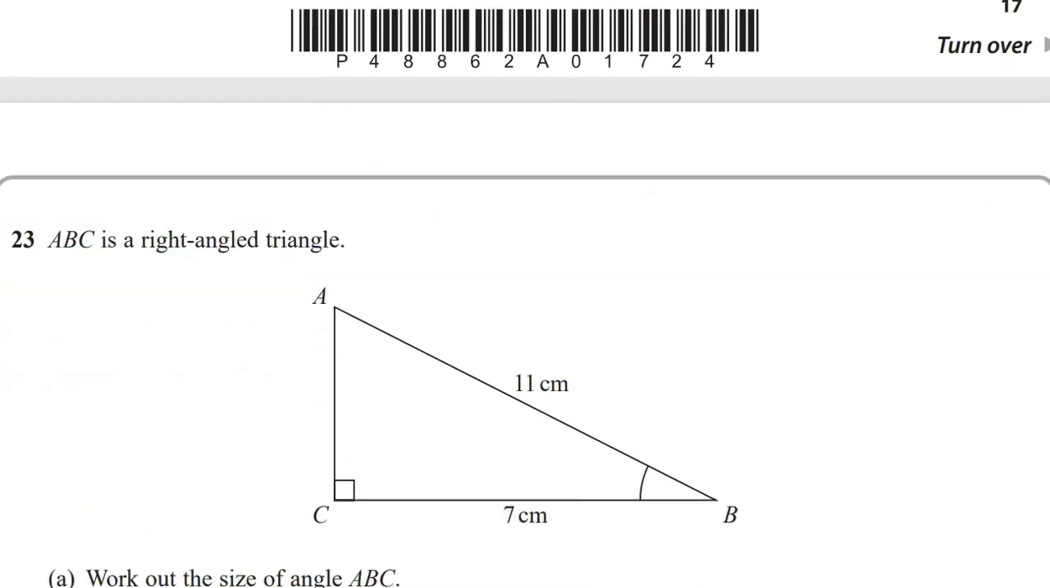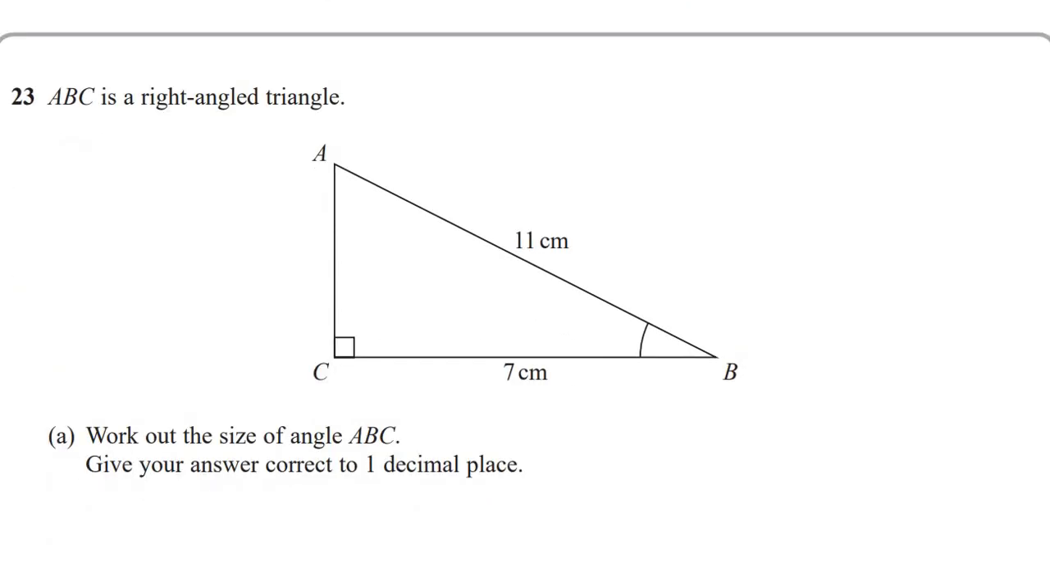Okay, so that's done. Next question, this is about a right angle triangle, and work out the size of angle ABC. So angle ABC is this angle, and we have the adjacent and hypotenuse. So this is the adjacent side to this angle, and this is the hypotenuse. So we need to use one of the trigonometric ratios.